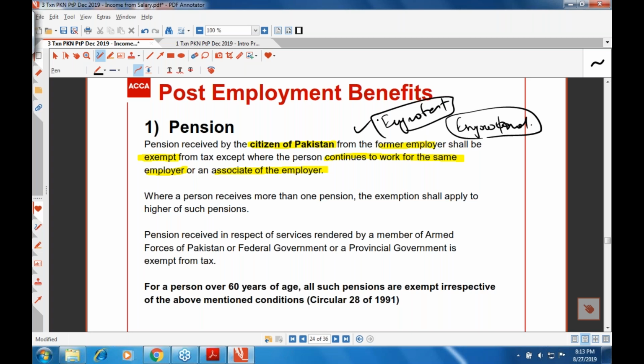Number two, it says where you receive more than one pension. For example, you retired from one company, then you went on to another company, you retired from there also, and you went on to a third company. If you receive more than one pension, then the higher of the pensions is going to be exempt. For example, you're receiving one pension which is 20,000 a month and another pension which is 28,000 a month. So what is going to happen is that this 28,000 is going to be exempt from tax, and the remaining amount of 20,000 is going to be taxable.